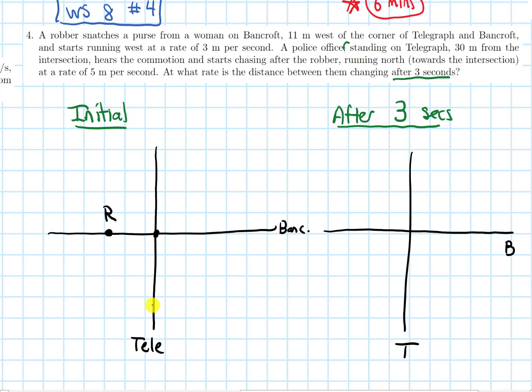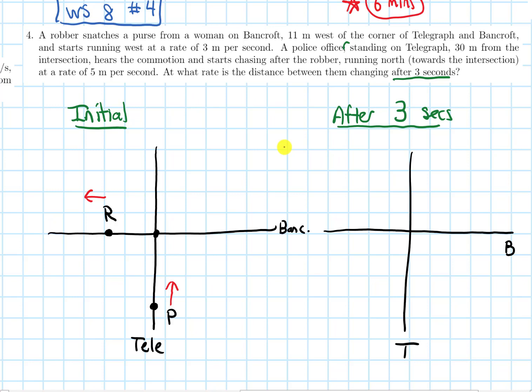So the police officer must be somewhere down here, if they are running north to get to the intersection. The robber is going to be running west, because they want to run away from the police officer. And the police officer is running north towards the intersection. After 3 seconds, how far do they move?